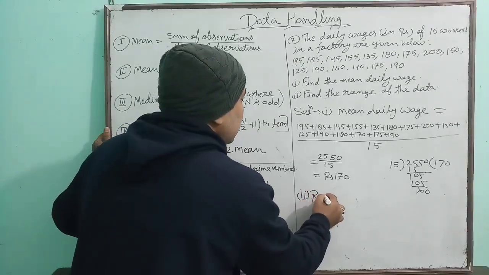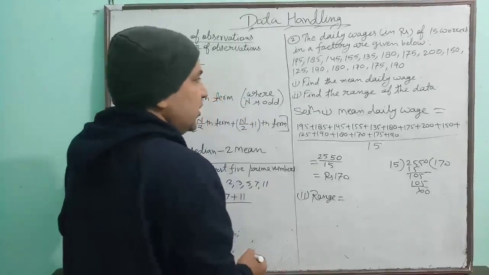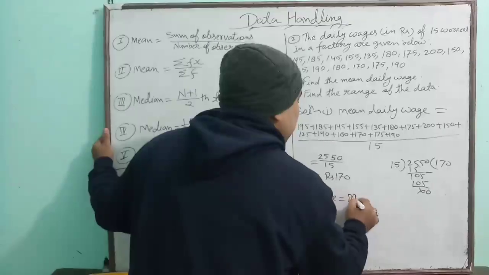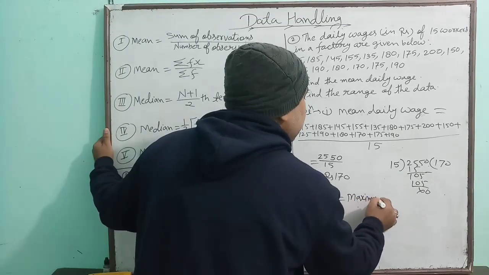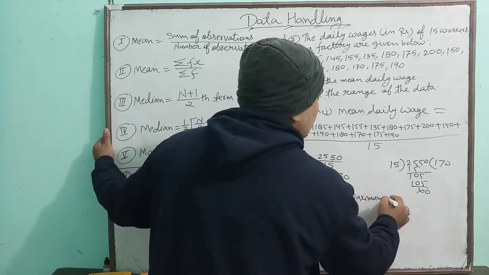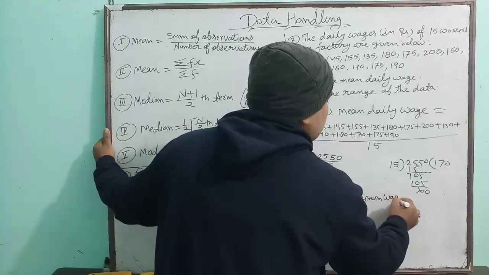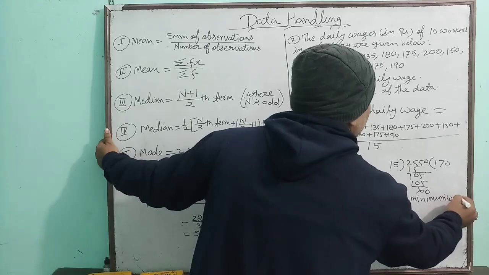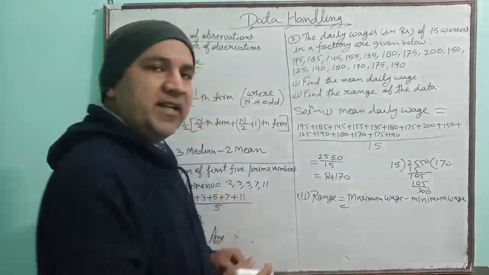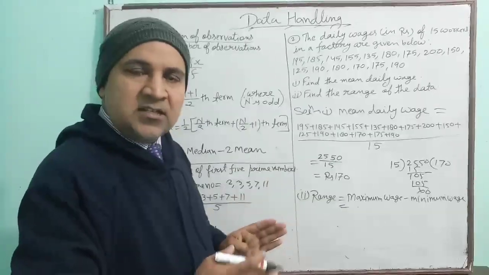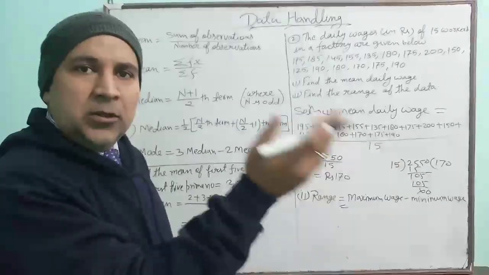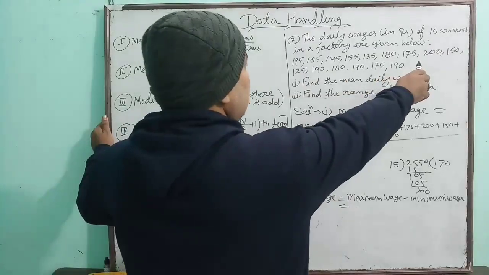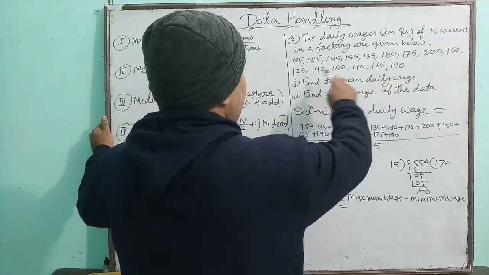Now second, the question is asking the range. Now what do you mean by range of the data? The range of data means maximum observation minus minimum observation. So here maximum wage minus minimum wage. This is the meaning of range. The range means difference between largest value and smallest value. So see here, which one is the largest? 200 rupees is the maximum value here.